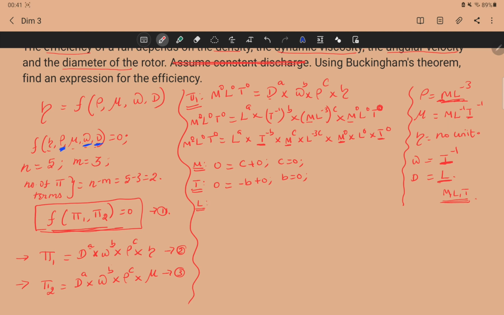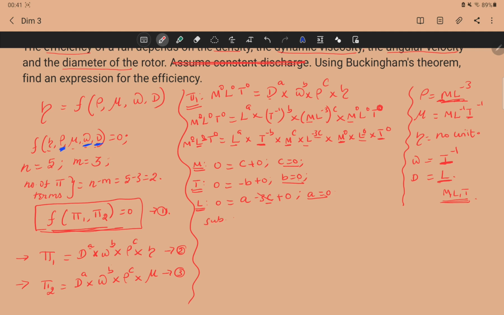Let us look at the L terms. The power of L is 0 equals, how many L terms are there? 1, 2, 3. 3 L terms are there. So L power a is nothing but a minus 3c plus 0 here. Okay, now we already know the value for b and c. C is 0. So this term will also become 0, which means a is also equal to 0. So we have found the value of a, b and c.